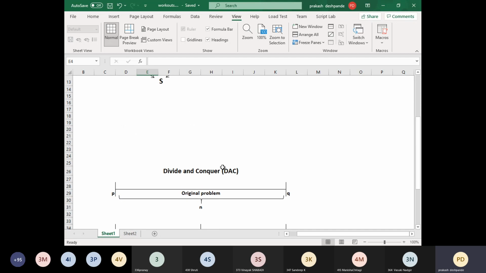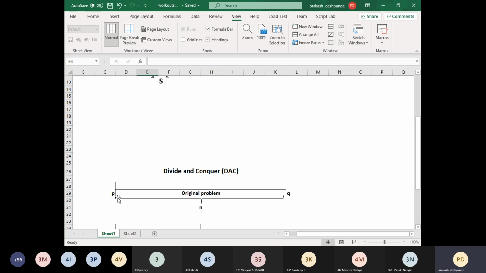Now this is another notation. When we have a big problem, we can say that there are two different ends, that is from P up to Q. These are the two ends of a given problem. This is a notation like an array. Suppose we are storing the elements into an array, then we will have a first position and a last position. Just to understand pictorially how this divide and conquer will work.